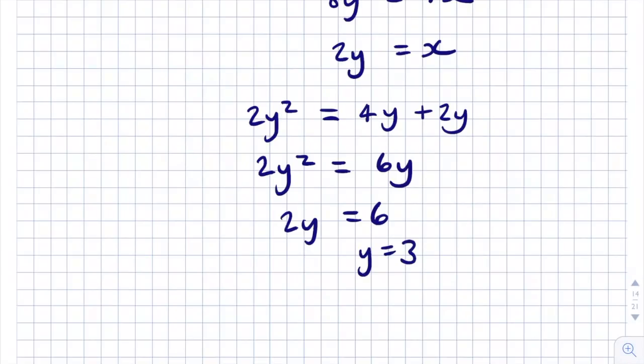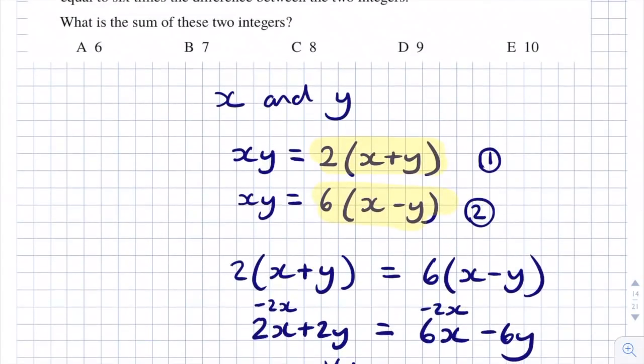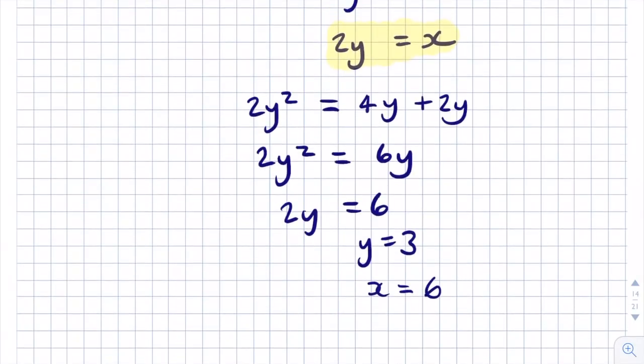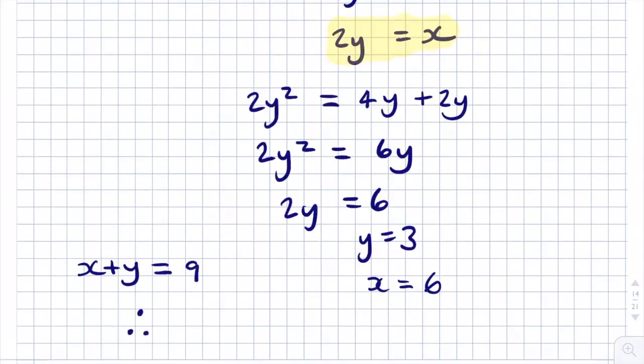And then, because we've got this equation, 2y is equal to x, we can easily work out x by saying that x is equal to 2 times 3, which is 6. But the question said to work out what the sum of these two integers are. So the sum is x plus y. Well, x plus y is going to be equal to 3 plus 6, which is 9. And we've got an answer for 9, which is answer D. So therefore, the final answer is equal to D.